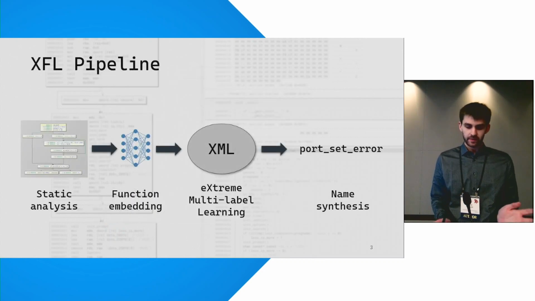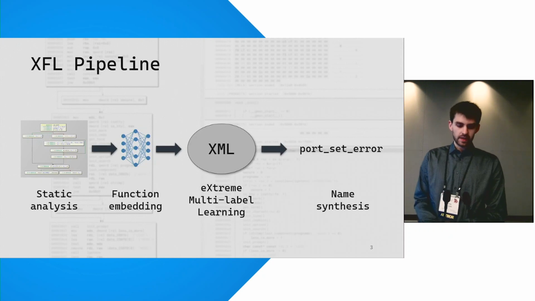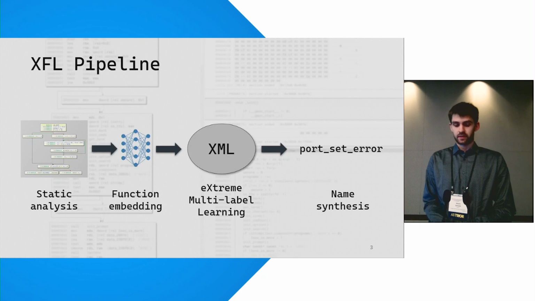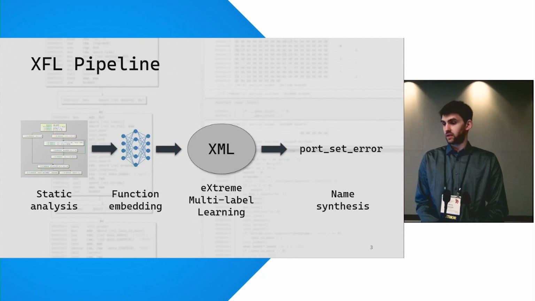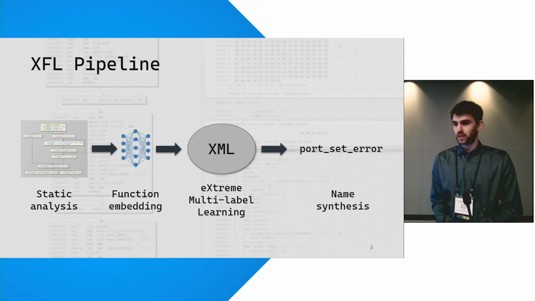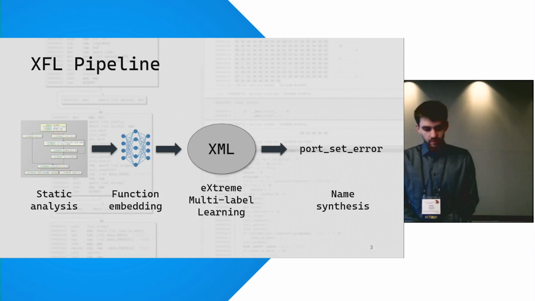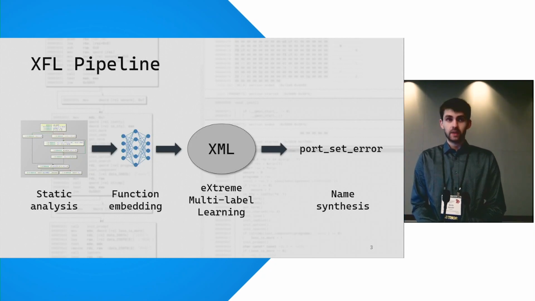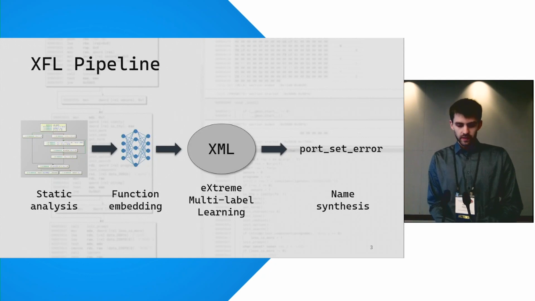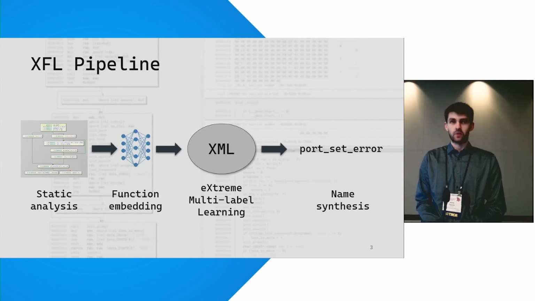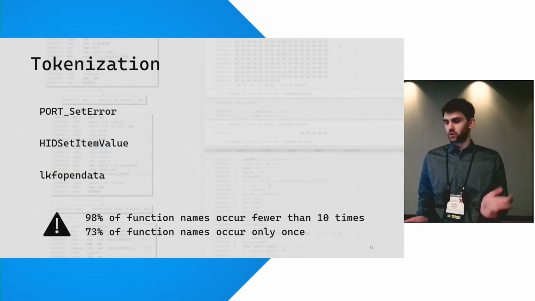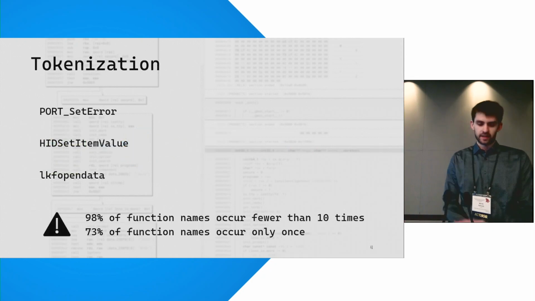Well, here's XFL, and in this talk I would like to highlight the key aspects that make our whole system work. First, we have created Dexter, a new function embedding that is based on heavy static analysis. We use extreme multi-label learning to predict tokens for a function given the embedding. And in the end, we developed a language model that is able to synthesize plausible function names from the tokens. But what are the tokens I'm talking about? So the tokenization process is the key highlight of XFL.